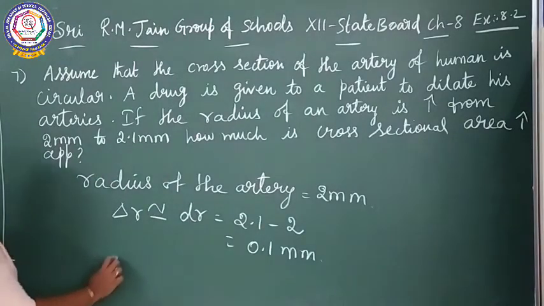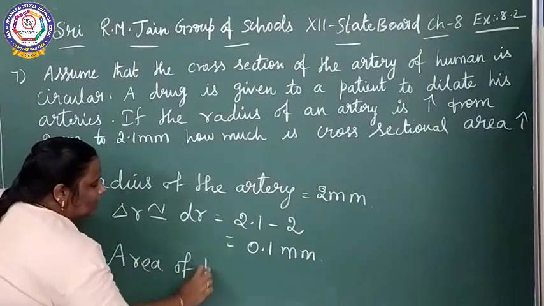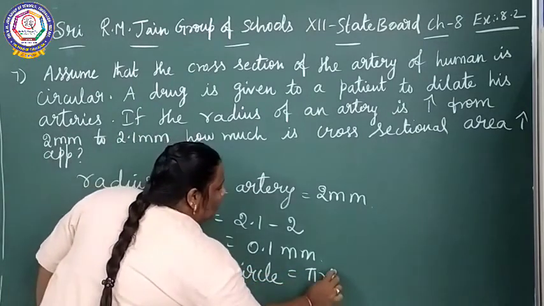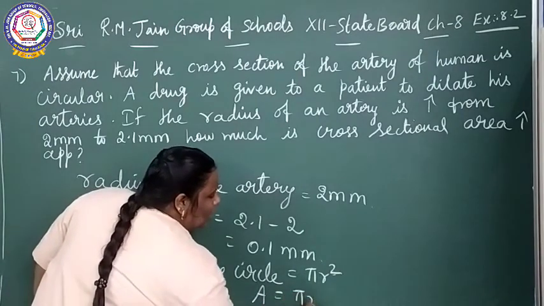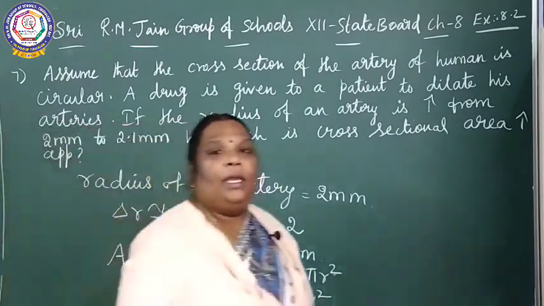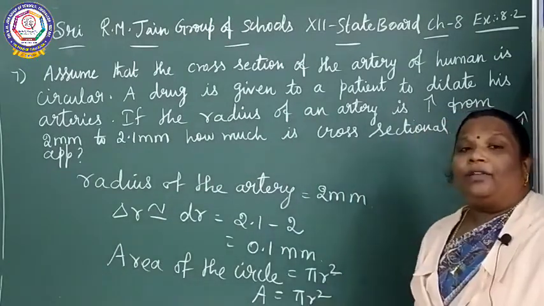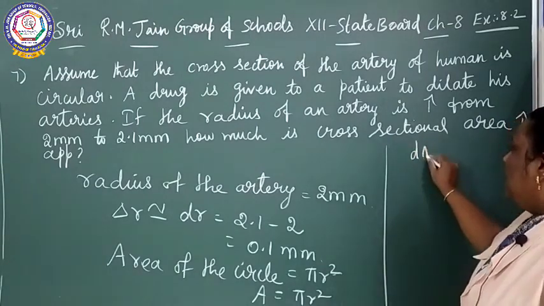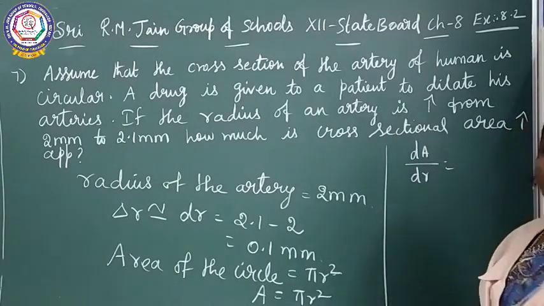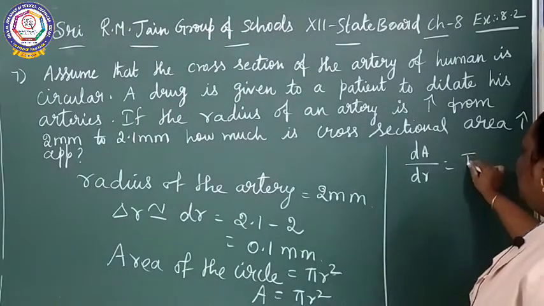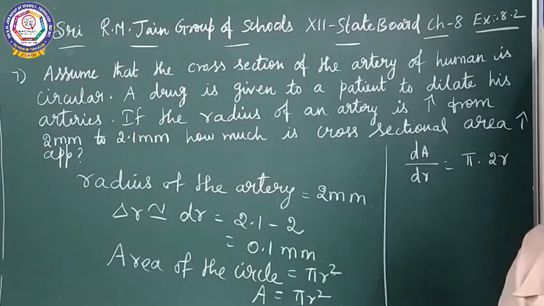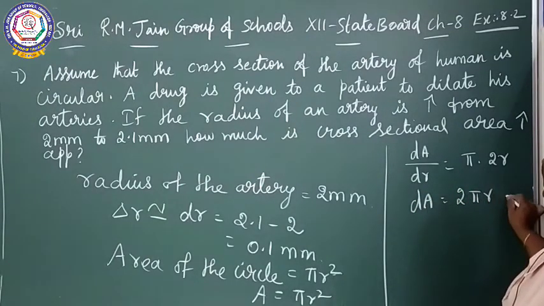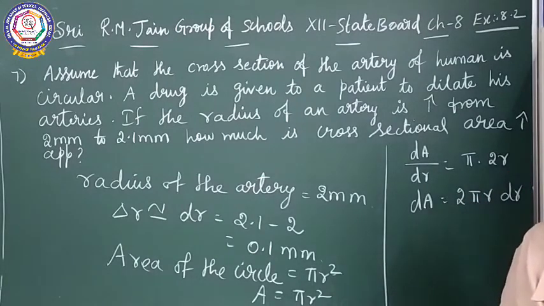Next, area of the circle. What is the formula for the area of the circle? Area of the circle equal to pi r square, that is A equal to pi r square. Differentiate A with respect to R: dA by dr equal to pi into 2r. So dA equal to 2 pi r into dr.